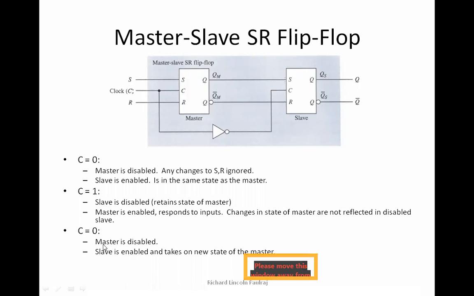So C is equal to 0, the master is disabled, the slave is enabled, and whatever values were here, the new values will get updated.